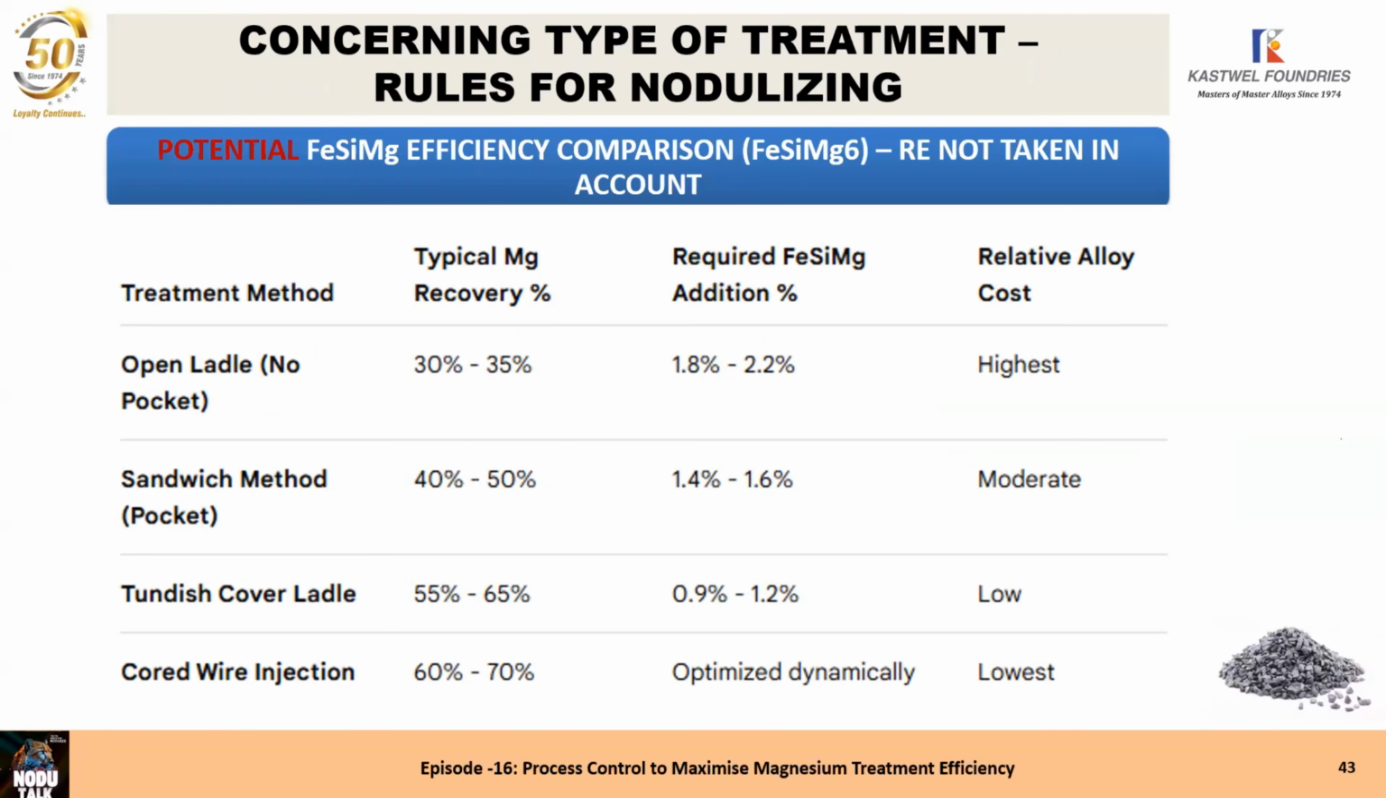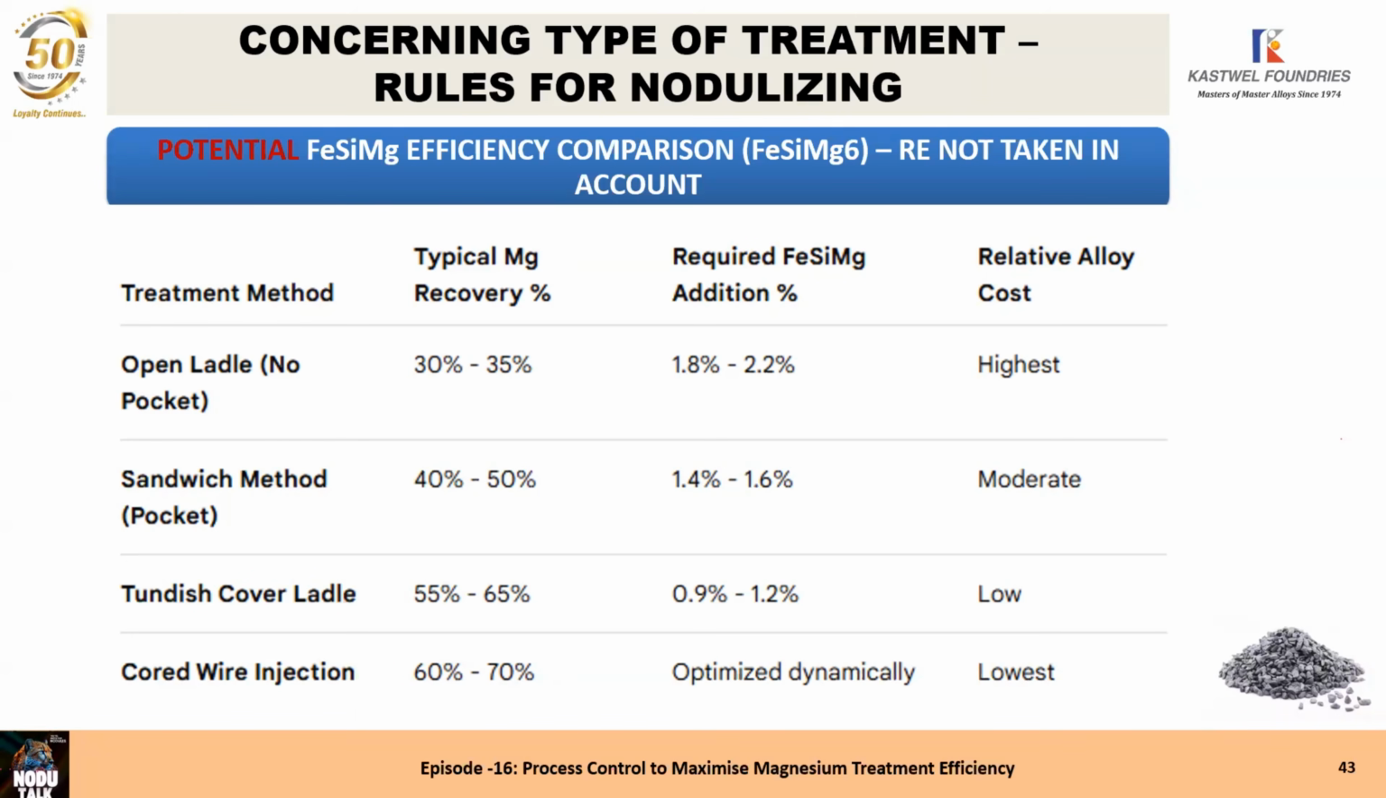Concerning the types of magnesium treatment, these are the rules for nodularizing using the treatment you want to use. Open ladle or sandwich method, typical recovery of magnesium from the alloy 30 to 35%. Required magnesium ferrosilicon addition 1.8 to 2%. Relative alloy cost is highest for this treatment. In sandwich method, pocket, 40 to 50% is the typical magnesium recovery. Required ferrosilicon magnesium 1.4 to 1.6%, and relative alloy cost is moderate.